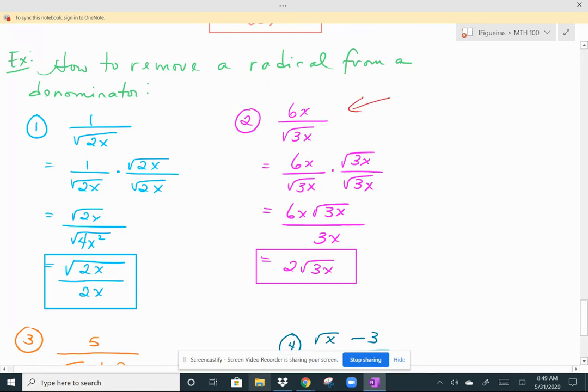Okay, let's go here on the right to number 2. I have 6x over root 3x. Again, the trick is to multiply top and bottom by root 3x. That gives me 6 root 3x in the numerator, and root 3x times root 3x is just 3x in the denominator. Remember, this is a fraction, and fractions always have to be left in simplest form. So what simplifies here is that the 3 goes into the 6 twice, and the x's cancel. So your final answer is just 2 root 3x.